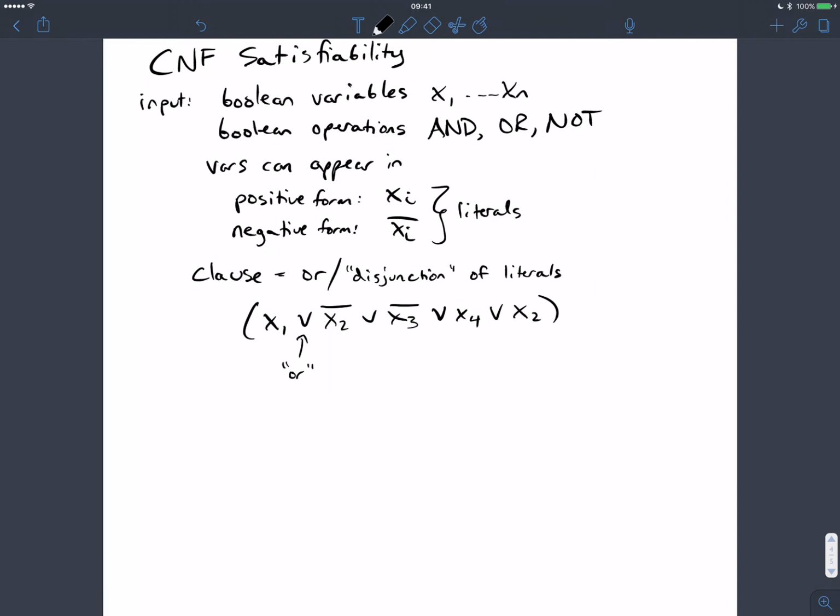So if I happen to set x1 to be true, x2 to be false, so x2 bar would be true. Let's say x3 is true, so x3 bar is false, good. And then x4, let's call it false. And before we set x2 to be false, I think. Yeah, so therefore this last occurrence would also be false. So true or false or false or false evaluates to true. So that particular assignment of variables with values is true.